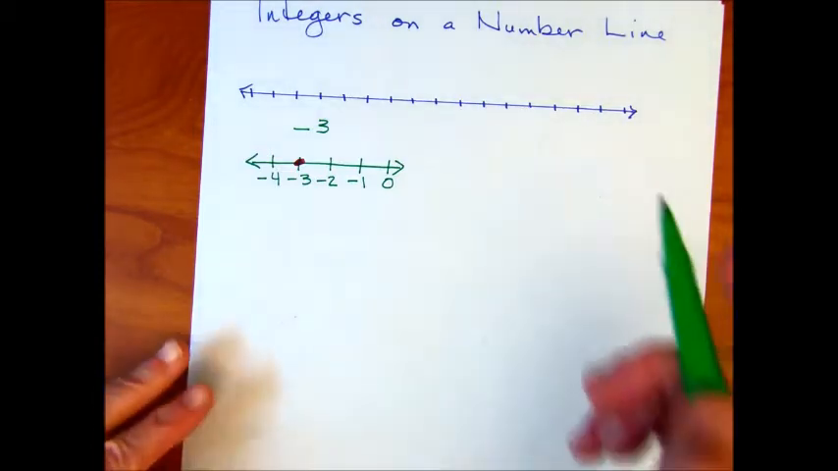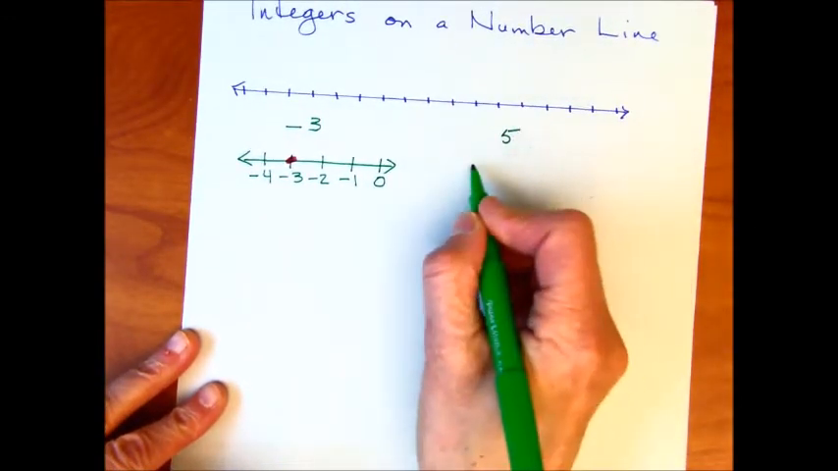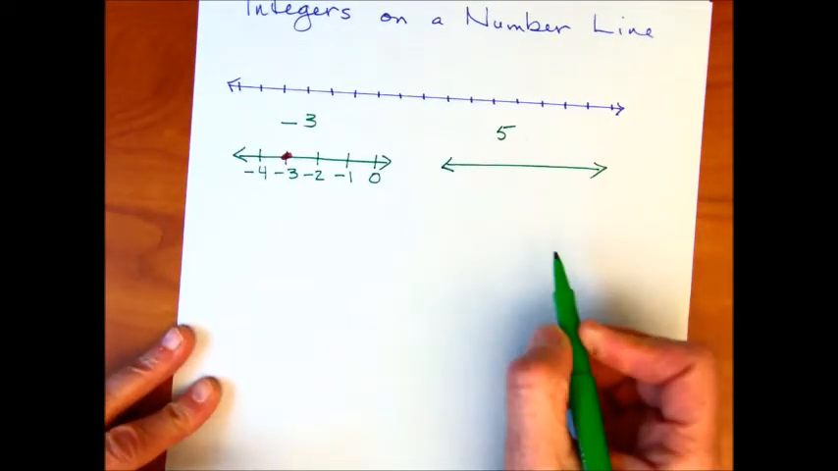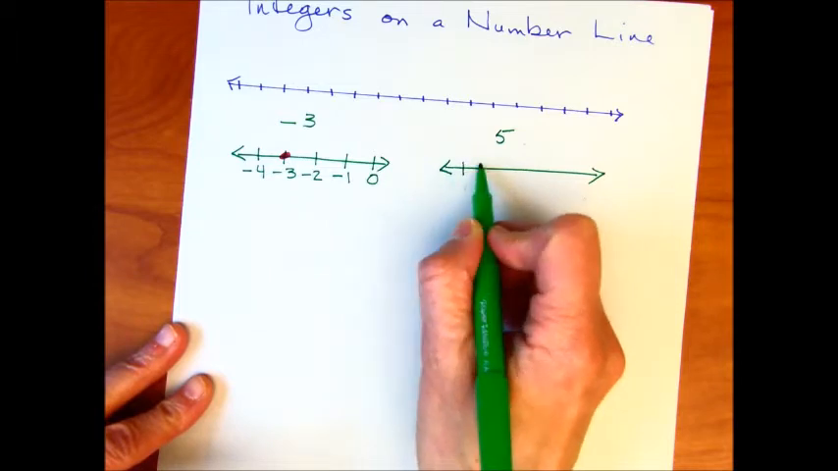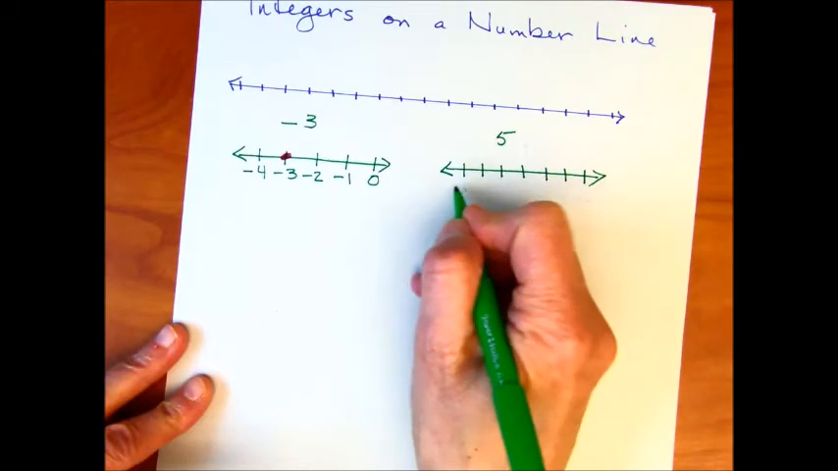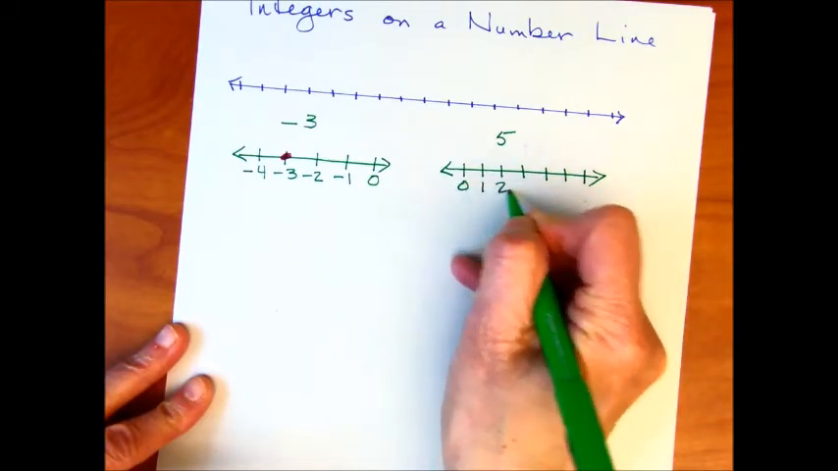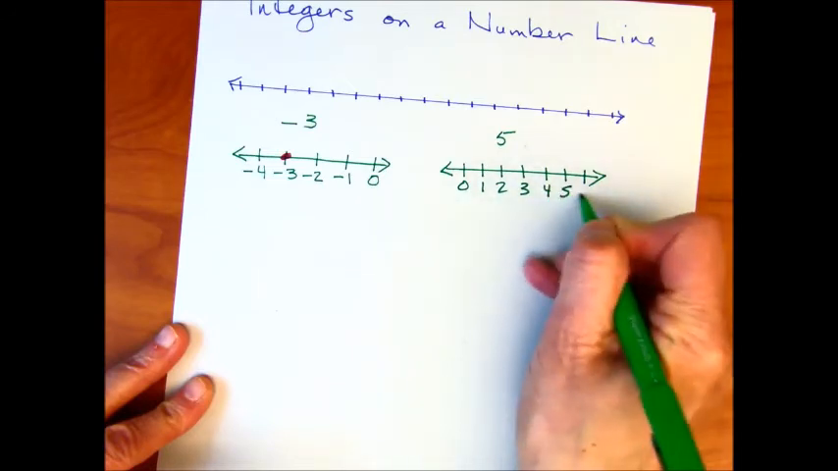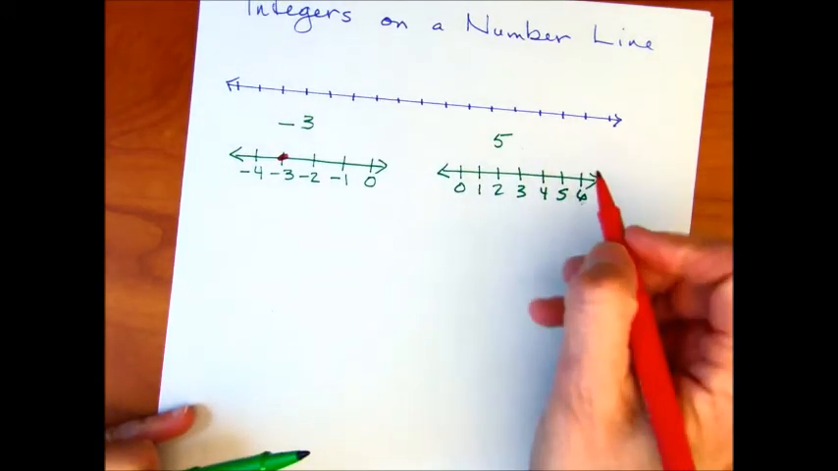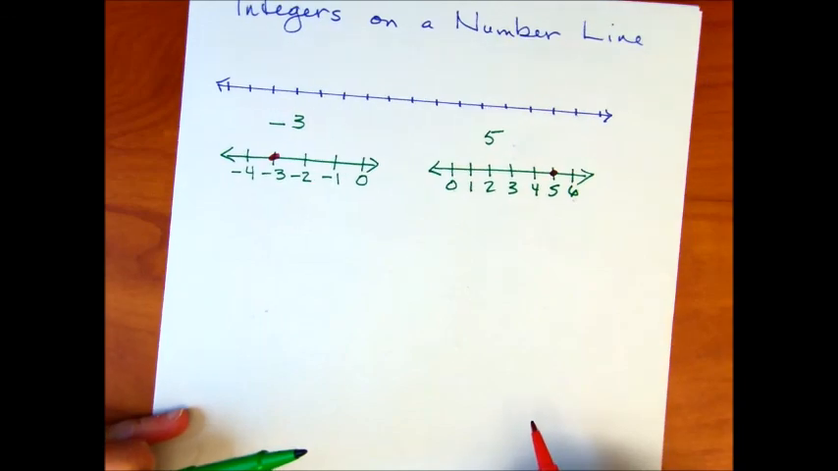If we wanted to do, say, a positive number, say 5, and you could write +5 with a plus sign in front of it if you wish, but you don't have to. Again, I'm going to just draw some tick marks, and I'll start with, let's see, I'll go 0, 1, 2, 3, 4, 5, and 6. And so I can go ahead and identify 5 is right here, so I'm just going to draw a dot on that mark.